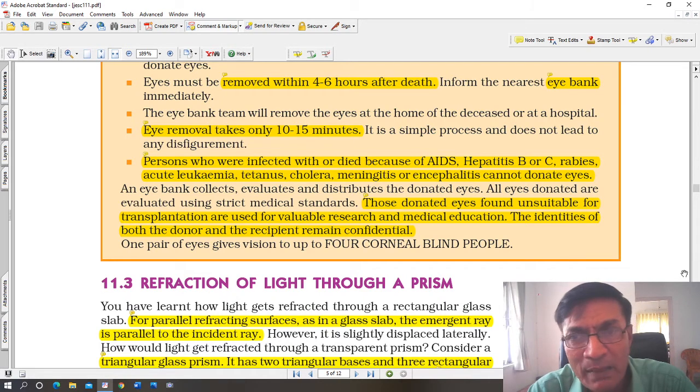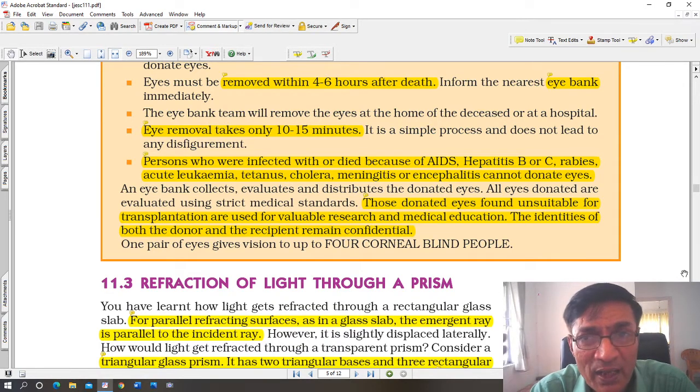The eye bank must be contacted quickly, and the people from the eye bank, the ophthalmologists, the eye specialists, will come and collect it. The eye bank team will remove the eyes at the home of the deceased, or even at the hospital. Eye removal takes only 10 to 15 minutes, not much. It is a simple process and does not lead to any disfigurement. The person who is dead will still look the same. The eyelids will be closed.